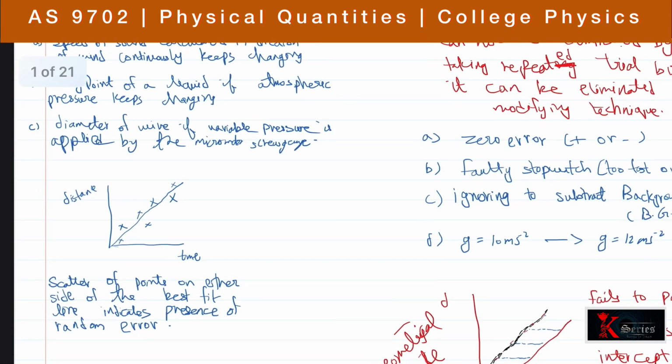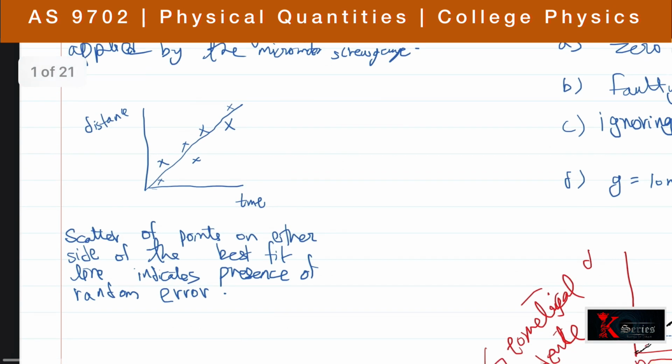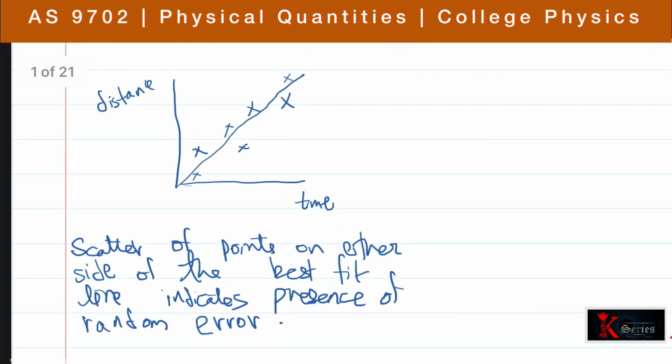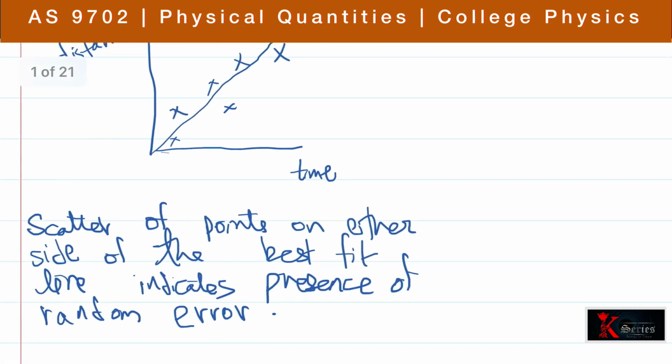Now if we plot a graph of random errors, the scatter of points would be on either side of the best fit line, which indicates the presence of random errors. Because at the beginning we learned that random errors are errors with a variable sign, so they can be overstated and understated both. The scatter of points would be on either side of the line of best fit and not only on one side. So this is what a random error is.